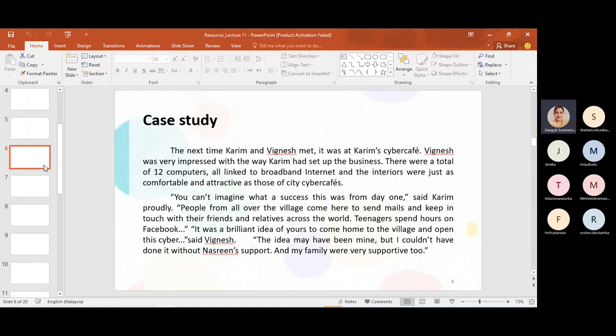What you guys can do is, I shared this lecture note to the WhatsApp group, right? So download it from the WhatsApp group, and you can read the case study on your phone. I will give you enough time to read it, and then we can discuss personal factors and external factors from this case study.